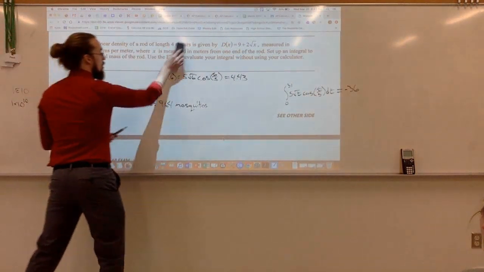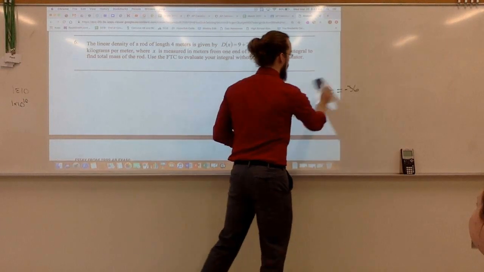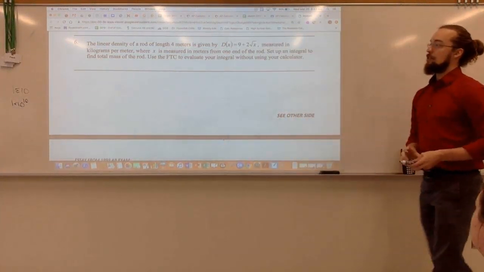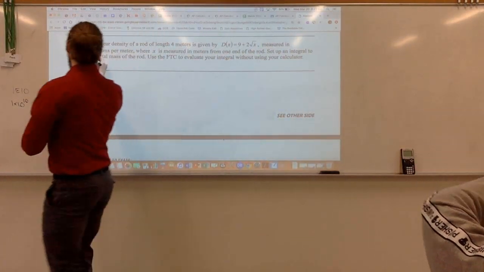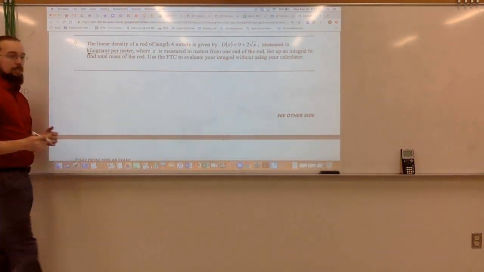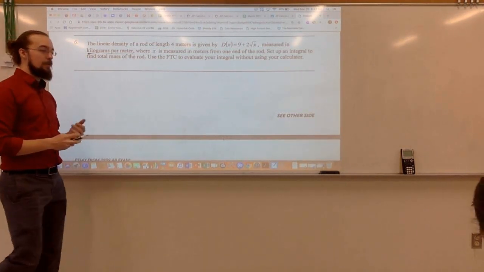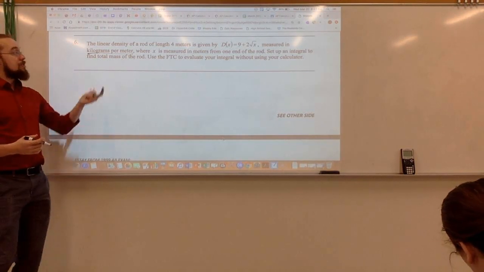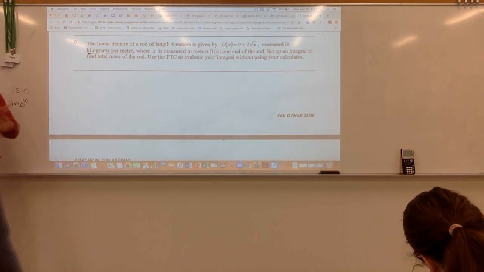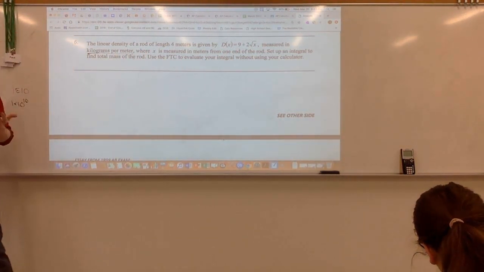So on this one, we are told the linear density of a rod of length 4 meters is given by this function, measured in kilograms per meter. So this is essentially a rate function. Kilograms per meter is a rate. It's really a density, but for our purposes, we're considering it a rate. We want to set up an integral to find the total mass in kilograms of the rod. If I integrate my density function, which is kilograms per meter, I will get kilograms.